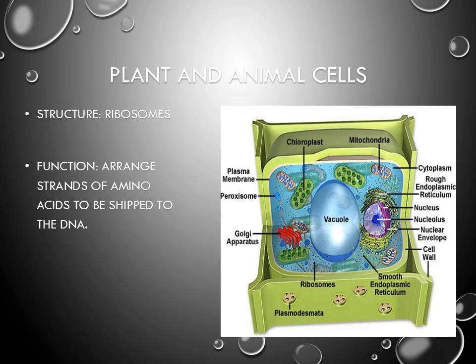Okay, another one that is in both plant and animal cells is the ribosomes. The function of the ribosomes is they arrange strands of amino acids to be shipped to the DNA. So a cell is like a mini factory. And each of these little structures has a specific purpose in making the whole factory run smoothly.